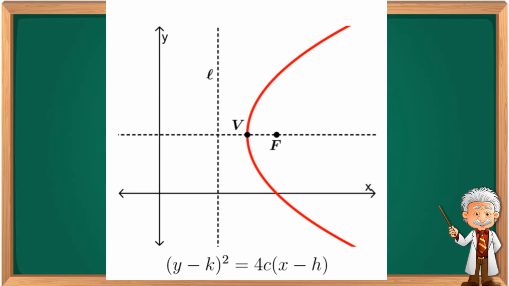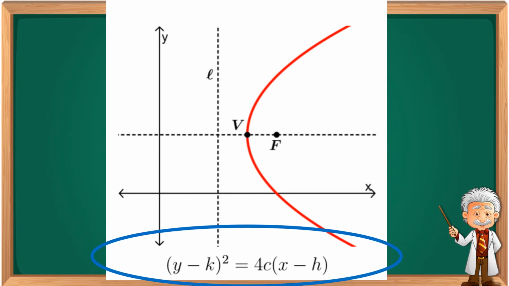Next, we have this parabola facing to the right. This is the origin of our Cartesian plane, and this is the vertex of our parabola facing to the right. If our parabola is facing to the right, the standard equation is the quantity y minus k squared is equal to 4c times the quantity x minus h. The directrix is vertical, and the axis of symmetry is horizontal. This is the focus, and this is the vertex.